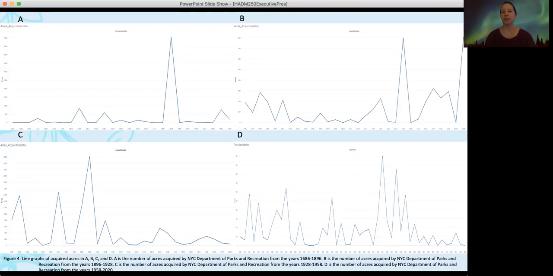The tallest peak in B is in 1920 and 1928, and they are around 800 acres acquired and are equal in height to the second peak in A. The tallest peak in C from 1937 to 1938 shows over 2,800 acres acquired, which is a little more than half of the 1888 peak in A. The tallest peak in D from 1993 to 1995 is about 500 acres and is roughly equivalent to the height of the third peak in A.